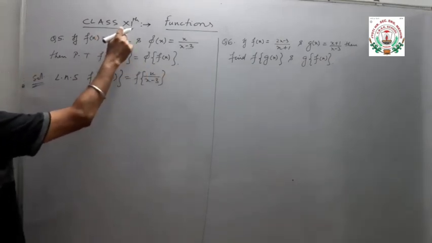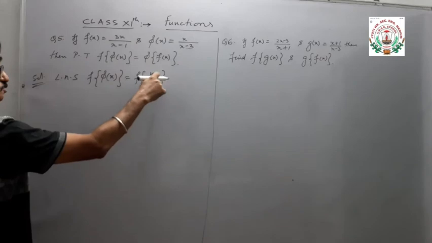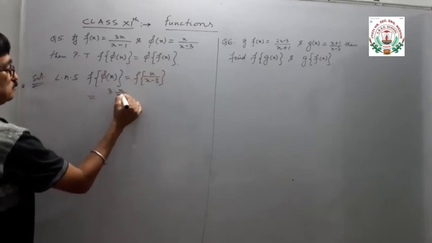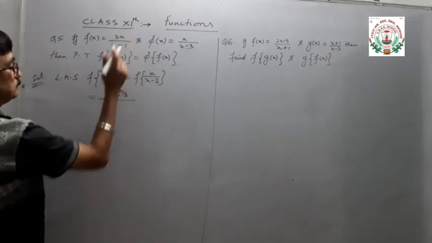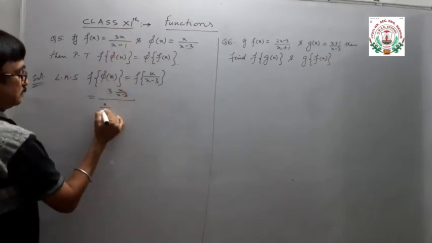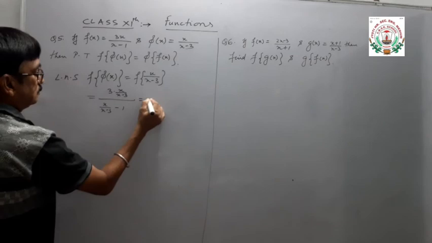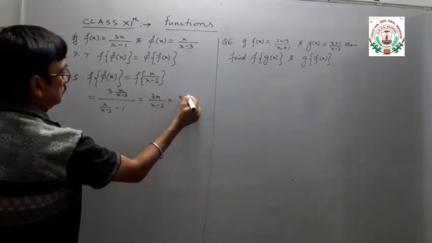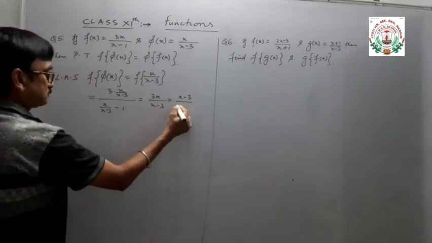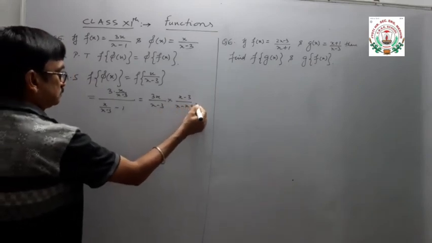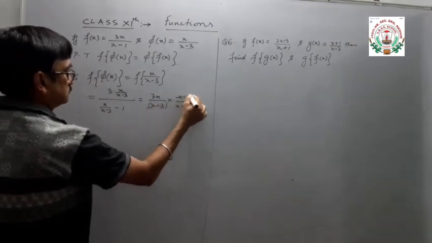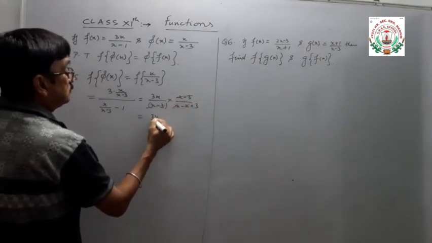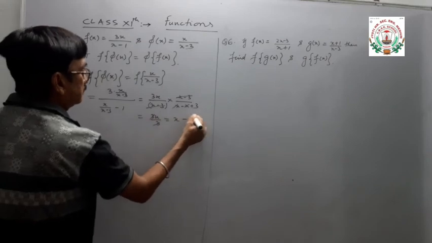Now here in place of x I have to substitute this complete value, 3 into x upon x minus 3, this is the numerator, and x upon x minus 3 minus 1. 3x upon x minus 3, reciprocal after LCM, and x minus x plus 3. This and this cancel, this and this cancel. 3x by 3, we get the value x.